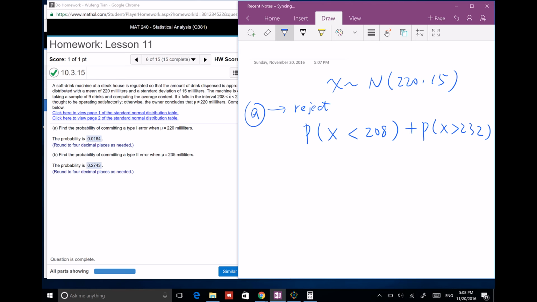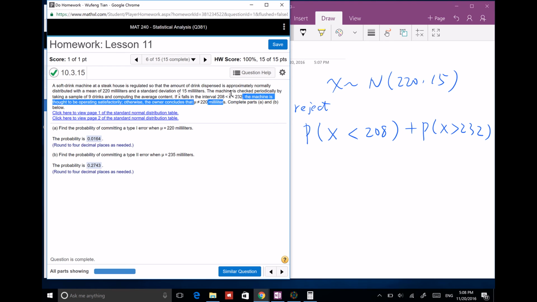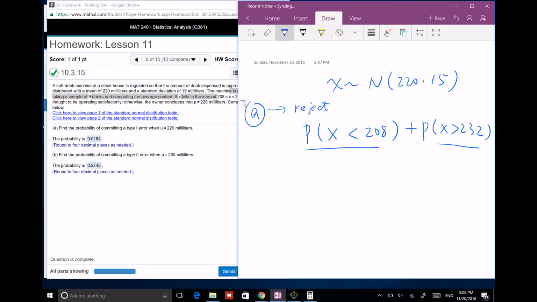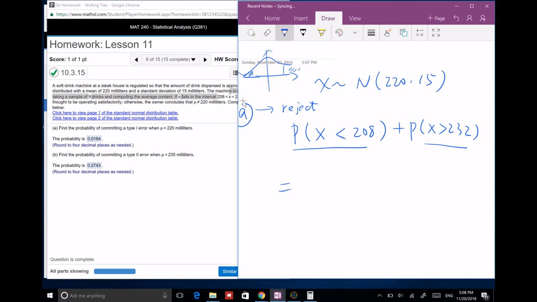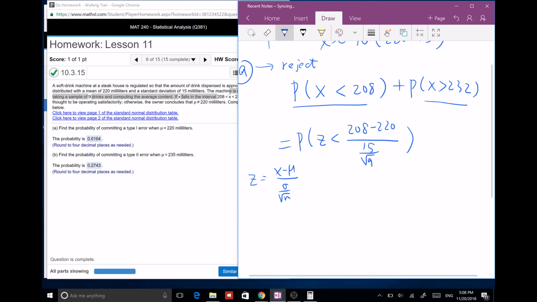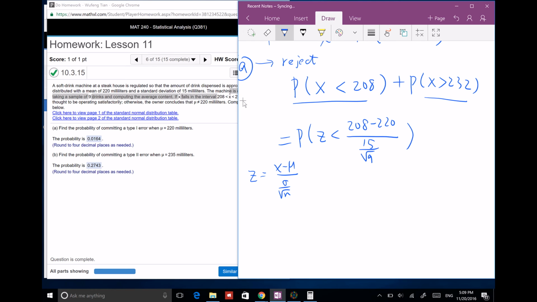Accepted probability is this one, and other than that, the two sides are rejected, right? The rejection area is going to be these two, because it's not close to the mean value. Now I think they're symmetric, so we just need to find one of them. Z less than (208 minus 220) divided by (15 over square root of 9). So it's Z equals x minus mu over sigma over square root of n. Now you take this one and plus this one. This is very symmetric, so you can compare them.